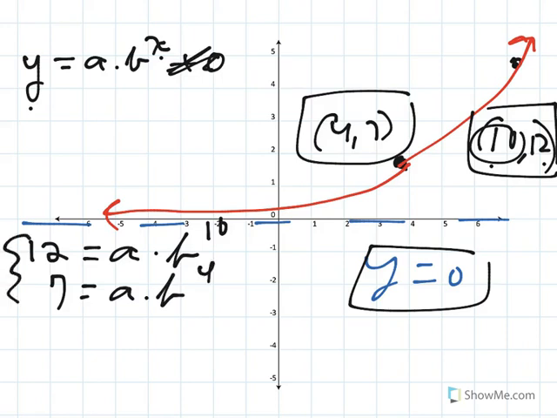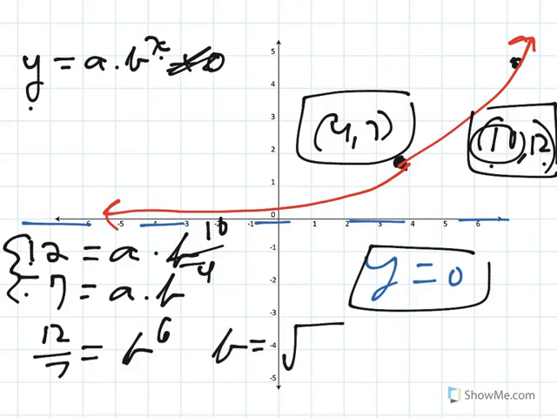This is a system of equations which we can solve by dividing the two things. We get 12 over 7 equals b to the 6th power. You divide by subtracting the exponents. And b would be the 6th root of 12 over 7. On a calculator, you could do 12 over 7 to the 1/6 power, or various ways. You get 1.094. It's good to round b to the nearest thousandth.